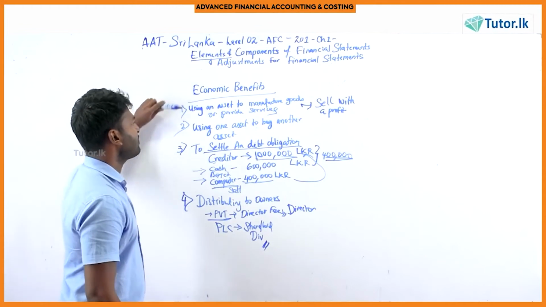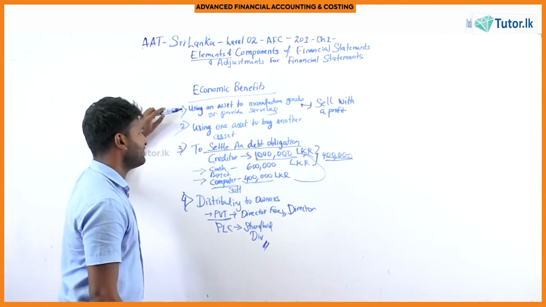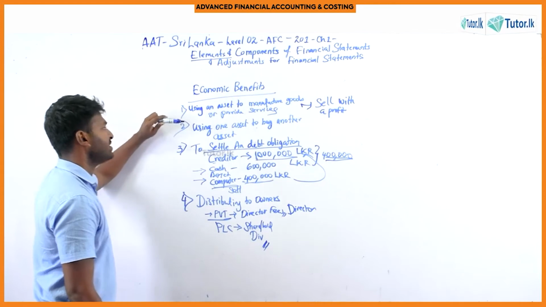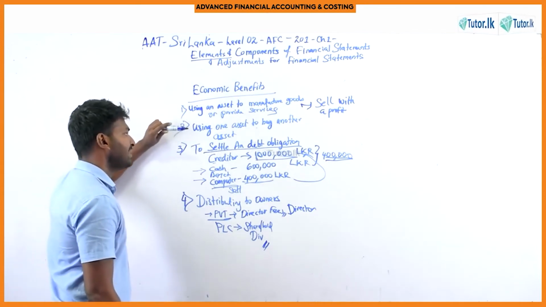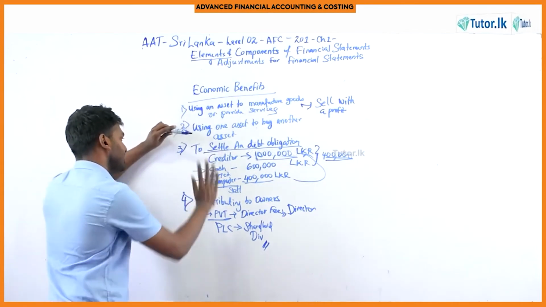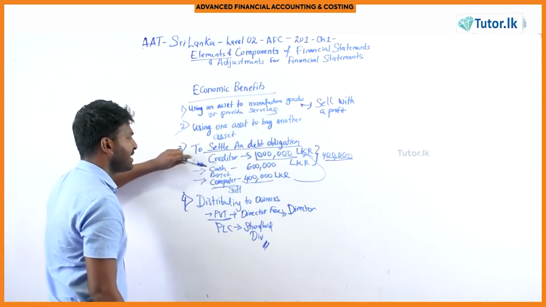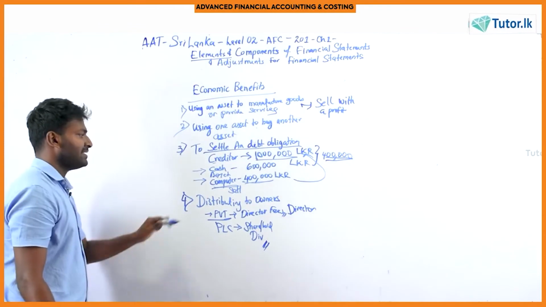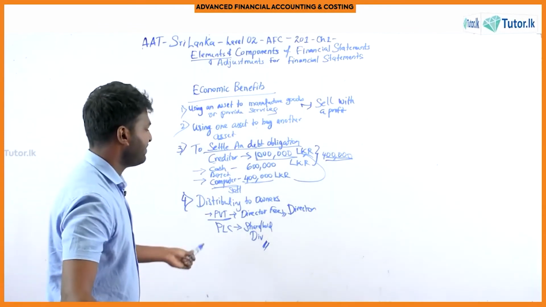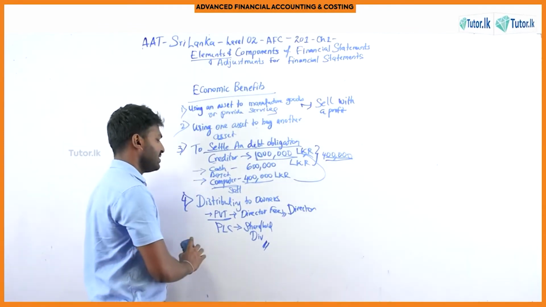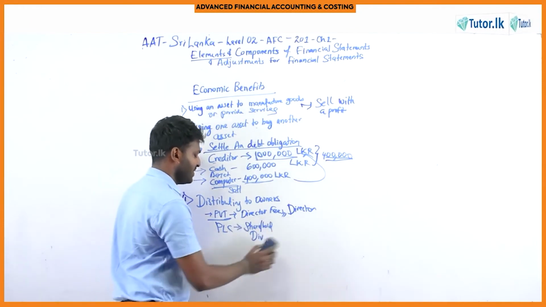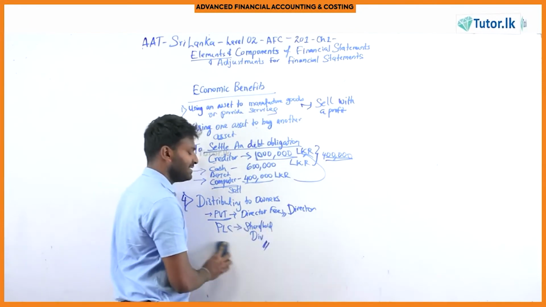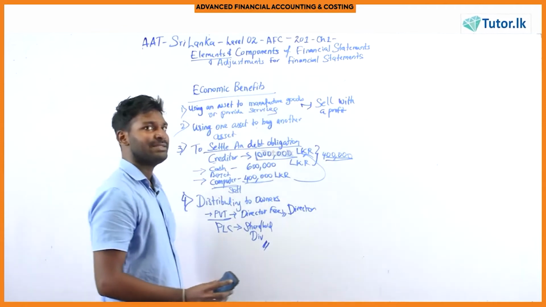So when it comes to economic benefits, you can use an asset to manufacture goods or services which you can sell later, or use one asset to buy another asset. To settle a debt obligation, let's say a creditor, you are settling partly by cash and partly by a physical asset. And the final one is distributing to owners, where in private companies you are directing it as director fees, and in a PLC you are sending it as shareholder dividends.